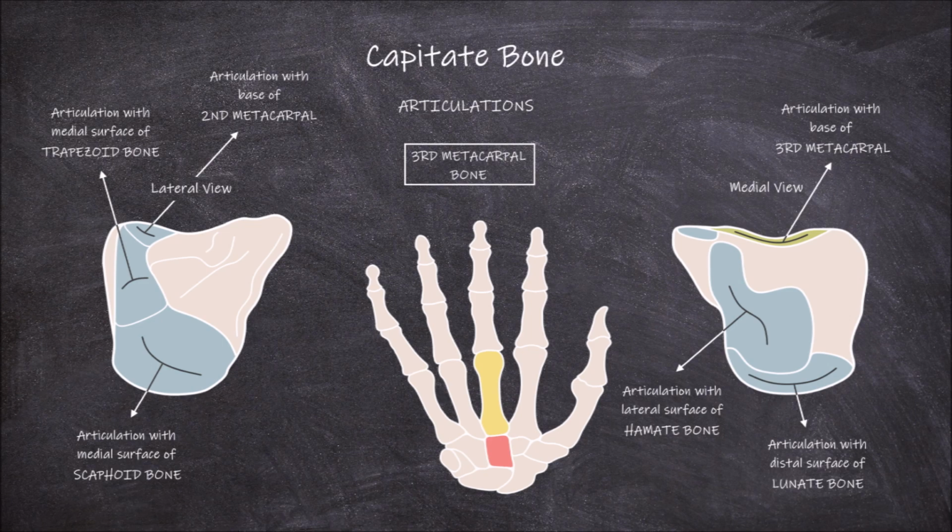The seventh and final articulation is with the fourth metacarpal bone. The medial facet on the distal surface of the capitate bone articulates with the base of the fourth metacarpal bone.